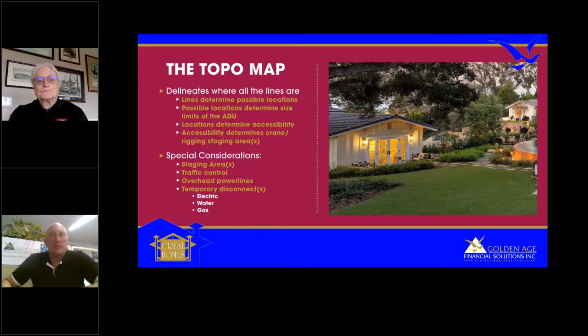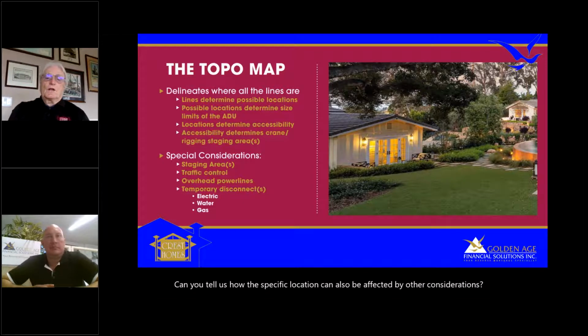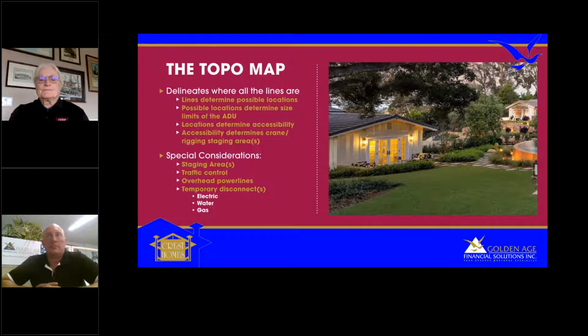So can you tell us how the specific location can also be affected by other considerations? Yeah, specifically, locations will determine the accessibility for the ADU, and accessibility will determine the crane size as well as the rigging and staging areas that will be needed. So any other special considerations to think about? Most definitely. The first is the staging area, or in some instances, areas. Accessibility will determine the most viable staging area for the crane. A modular ADU basically can only be set by a crane.